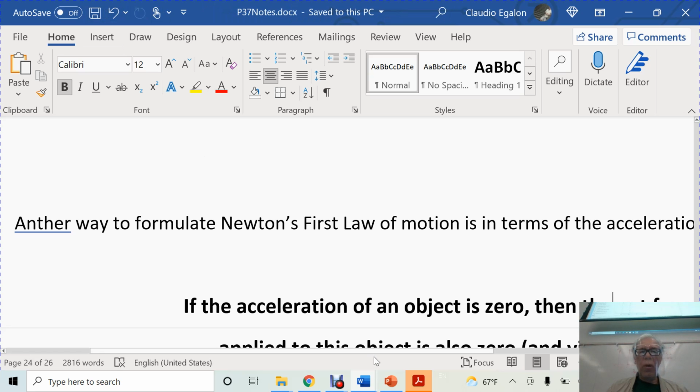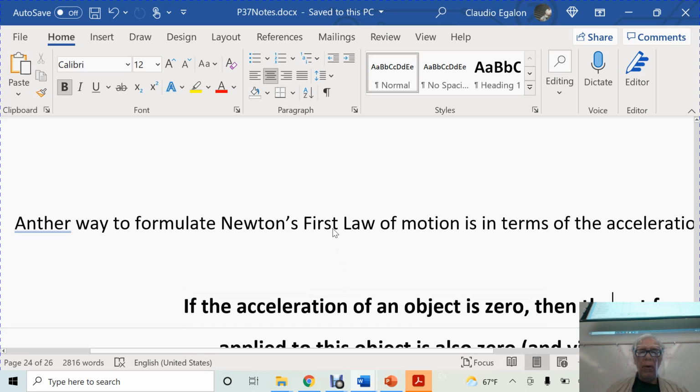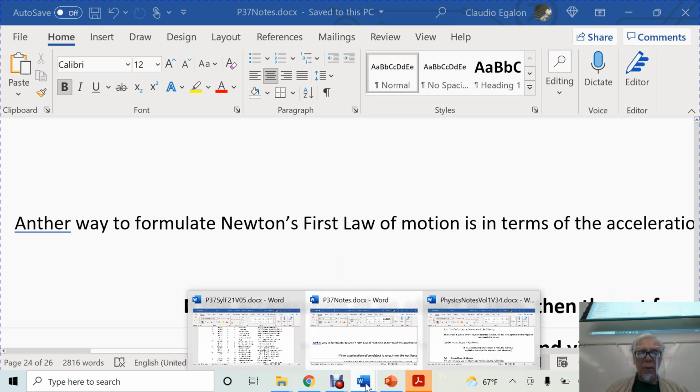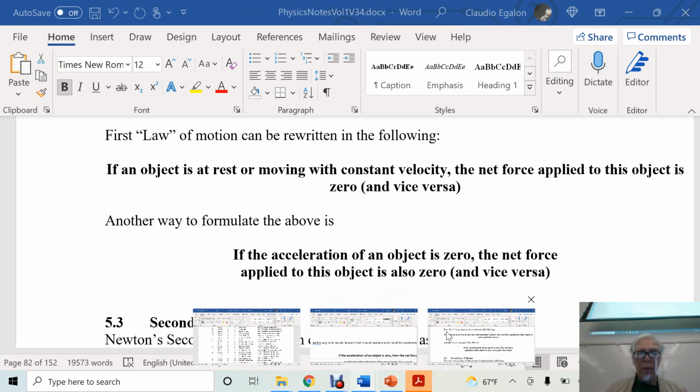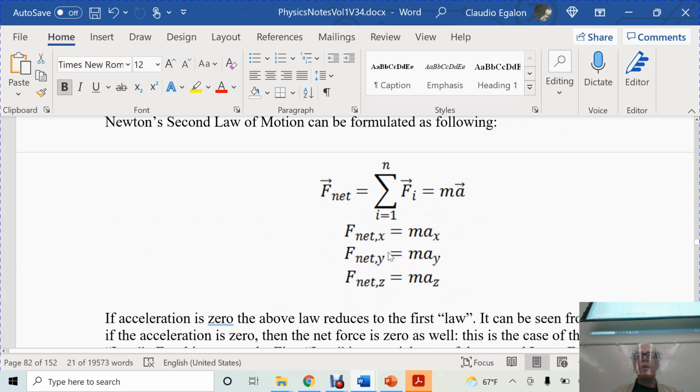Now let's go for the second law of motion. How do you formulate the second law of motion? You should know that already, right? Second law of motion. Here you go. The net force applied to an object is mass times acceleration. Remember, it took hundreds of years, if not thousands of years, for us to come up with this formulation. Net force applied to an object is mass times acceleration.